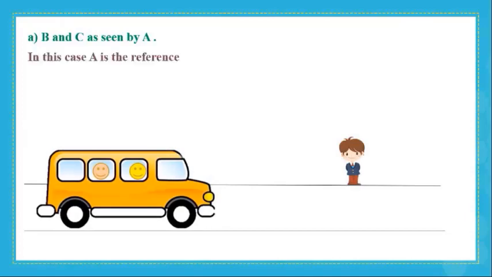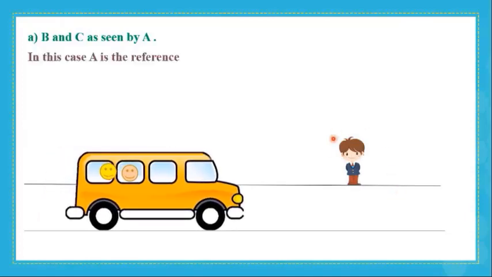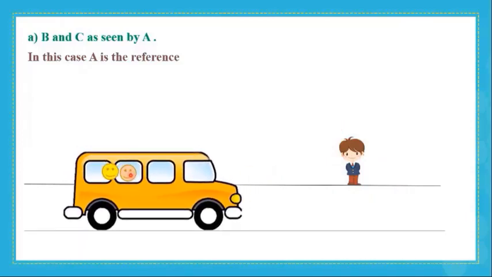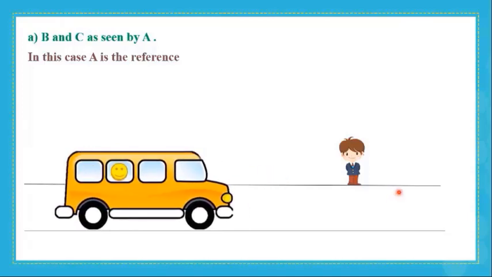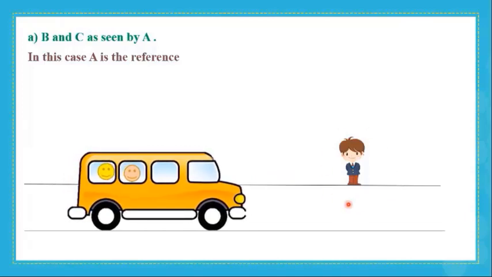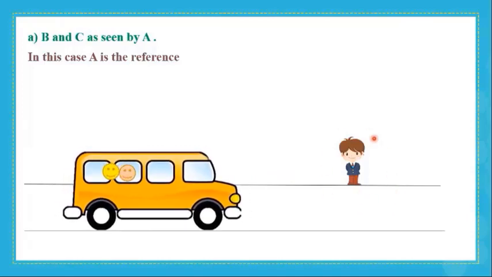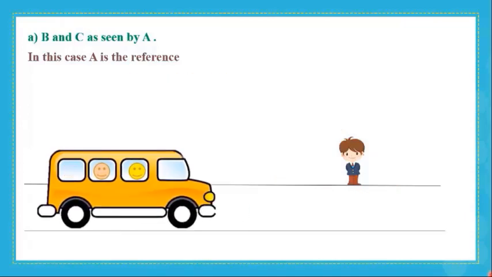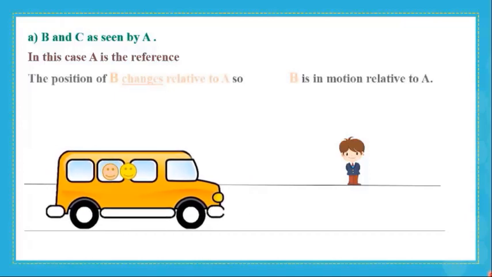Part A. Describe the motion of B and C as seen by A. In this case, A is the reference. B is in the bus. The bus is moving towards A. B is getting closer to A, which means that his position is changing relative to A. So B is in motion relative to A.